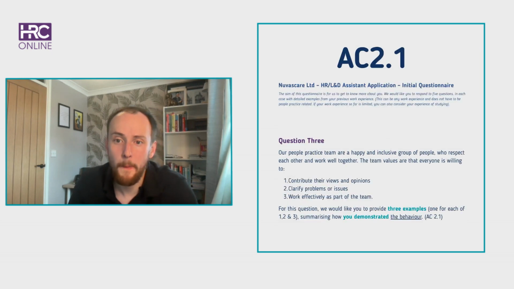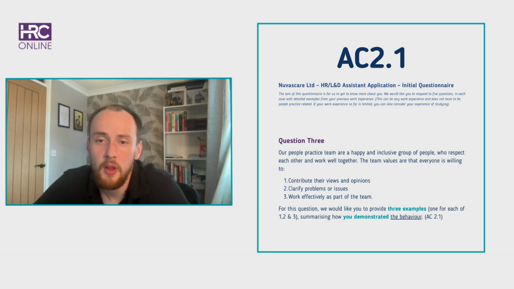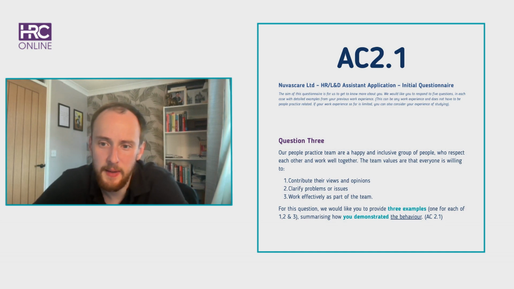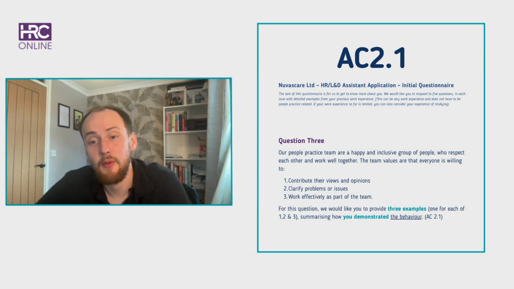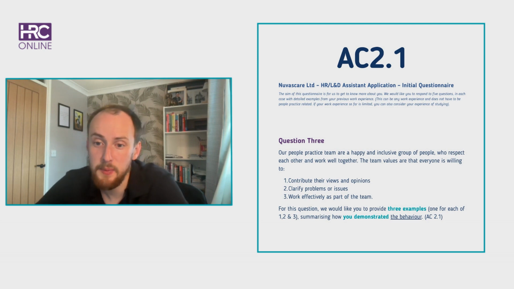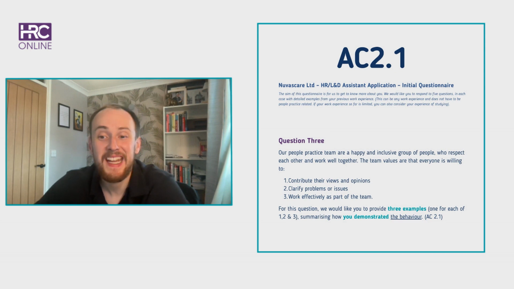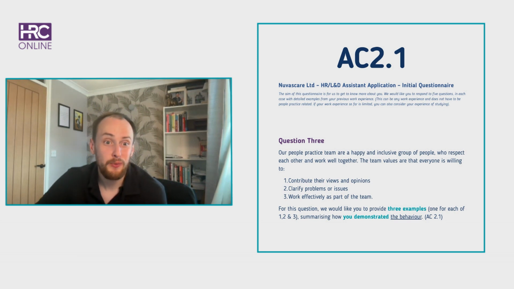So AC 2.1. This is our third question for this module. And it is: our people practice team are a happy and inclusive group of people who respect each other and work well together. The team values that everyone is willing to 1, contribute their views and opinions, 2, clarify their problems or issues, and 3, work effectively as part of a team. For this question, we'd like you to provide 3 examples, 1 for each of 1, 2, and 3, summarizing how you would demonstrate this behavior. One thing to be aware of and not to be tripped up on is it's not asking for 9 examples in total, 3 for each. No, it's asking for 1 example for number 1, 1 example for number 2, 1 example for number 3, equating to 3 examples total. So the key action points here are labeled for you: 1, 2, and 3.